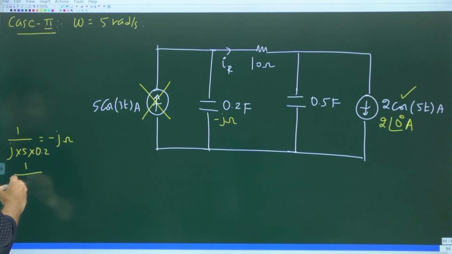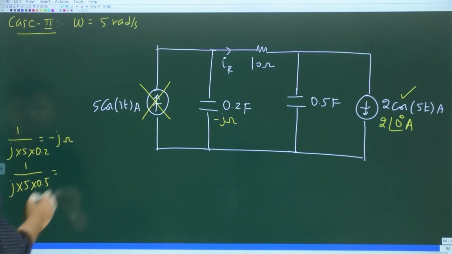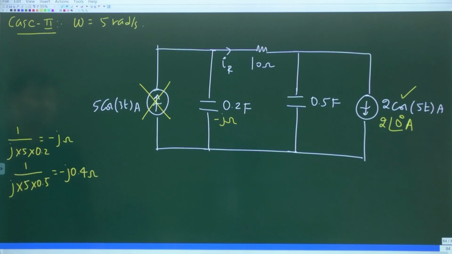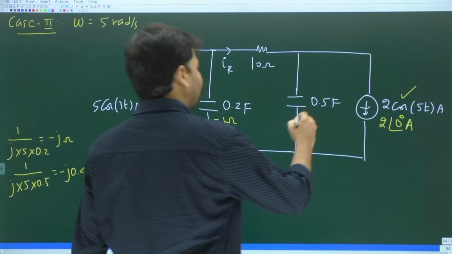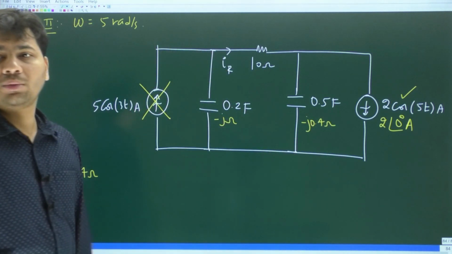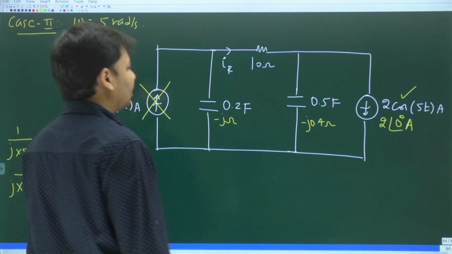The other capacitor is 1 by j omega C. Again, omega is 5. C is 0.5. 5 times 0.5 is 2.5. 1 by 2.5 is, 2.5 is 5 by 2, so 0.4. Minus j 0.4 ohms. Okay. So the impedance of this capacitor is minus j 0.4 ohms. That's all.